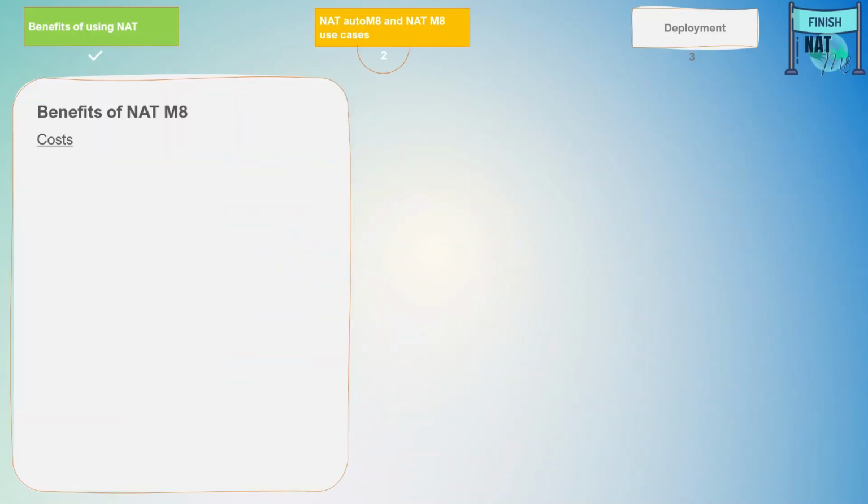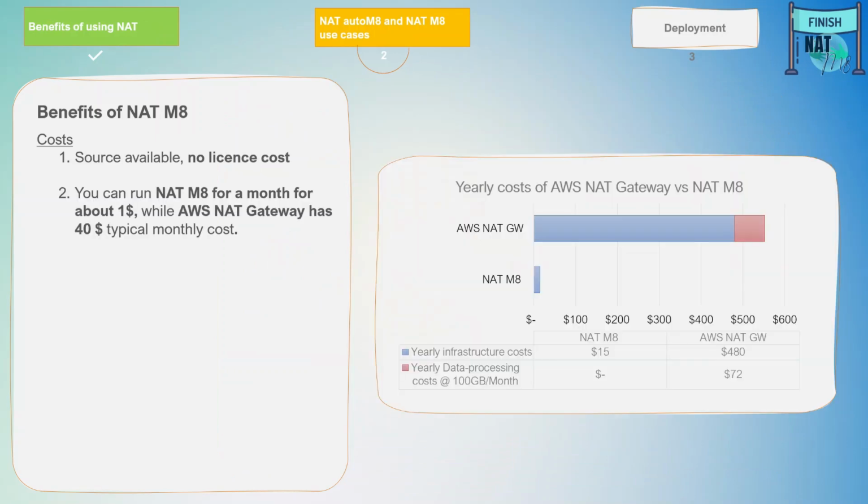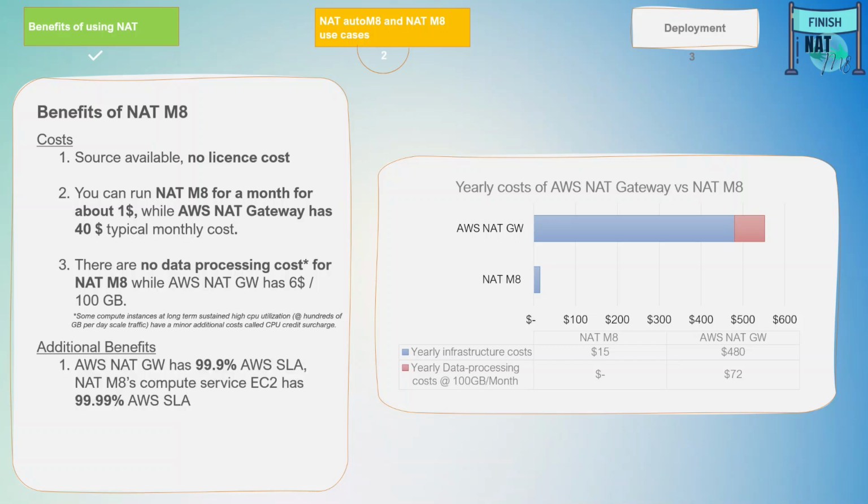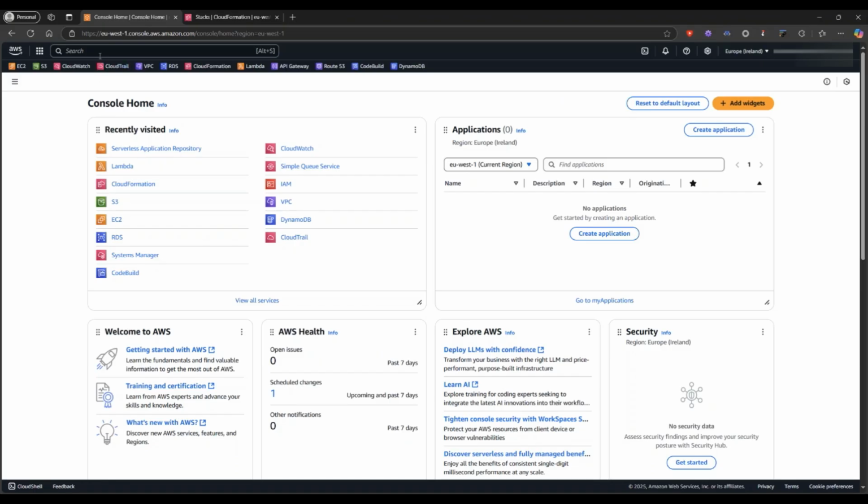Now, let's discuss the costs. NAT autoM8 is about 40 times cheaper when you're dealing with low traffic. For heavy data usage, it provides even more savings since there are no data processing fees like with AWS NAT Gateway. Another big plus for NAT autoM8 is its ability to route traffic dynamically. Before diving deeper, let's see it in action.